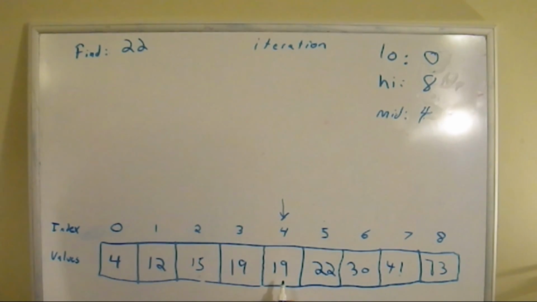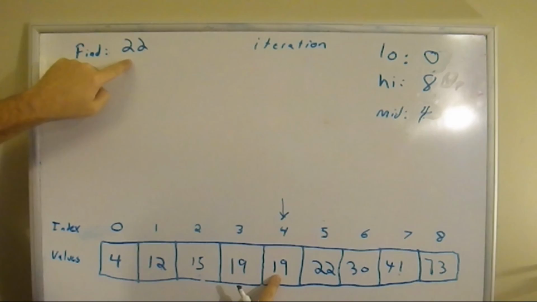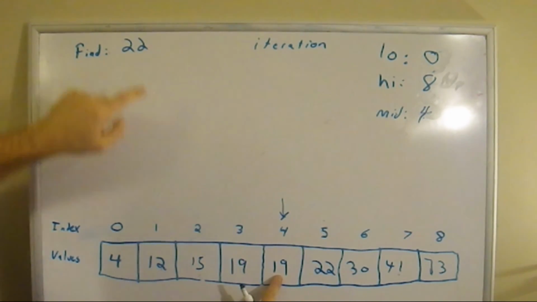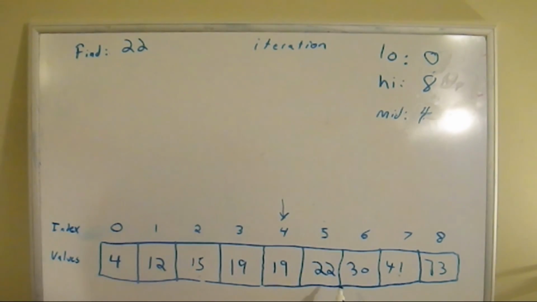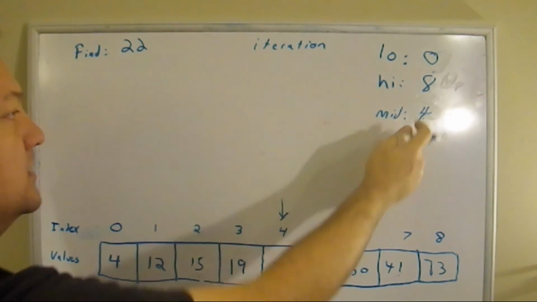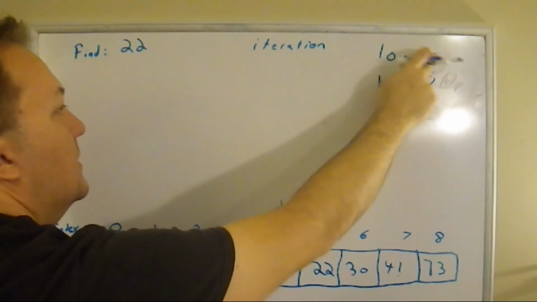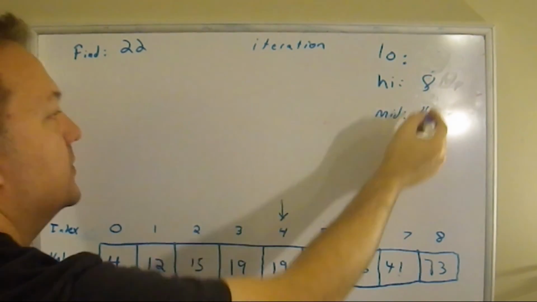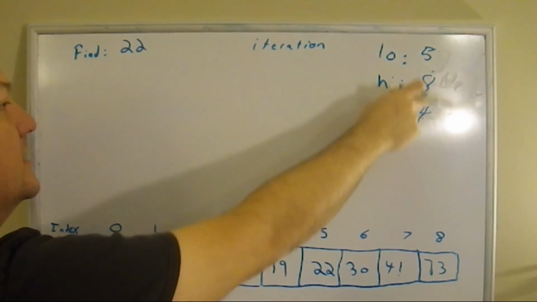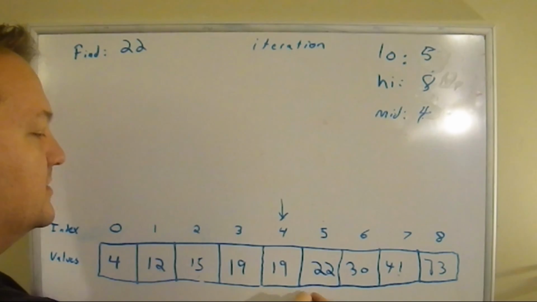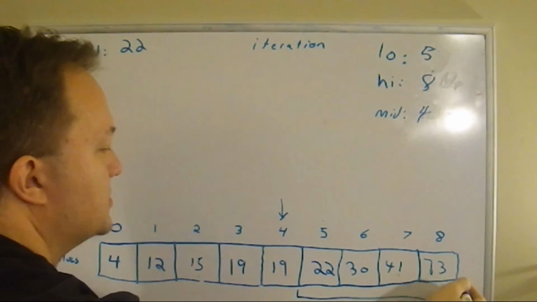I'm going to take the value at index 4, number 19. Does 19 match 22? No. Is 19 higher or lower than 22? It's lower than 22, so I know that I want to search this portion of the list. So I'm going to change a couple values. I'm going to change my low value. Instead of searching the entire list, I'm going to start with 5. I'm going to make my low 1 plus the midpoint. So my search area now becomes this portion of the list.